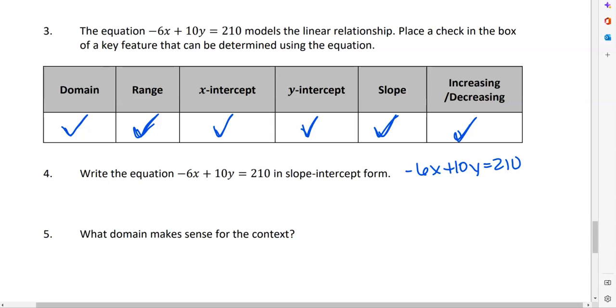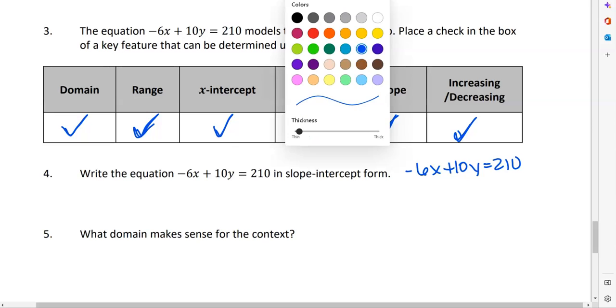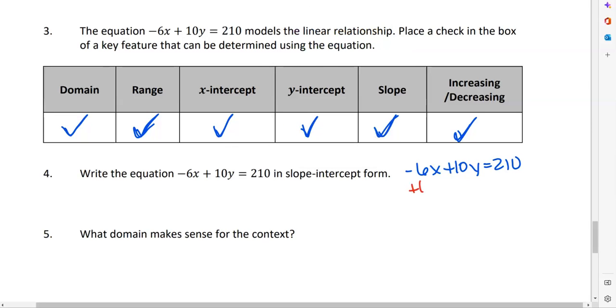We're going to move the negative 6x. And Abraham, how are we going to do it? We're going to add it. So we're going to add 6x. So now I have 10y equals what? 6x. Yep. Plus 210. There you go. Good. Now what are we going to do? Divide every single piece by 10.